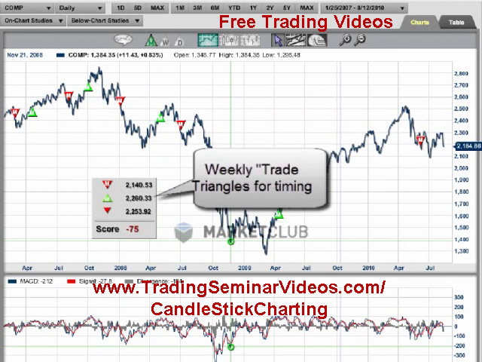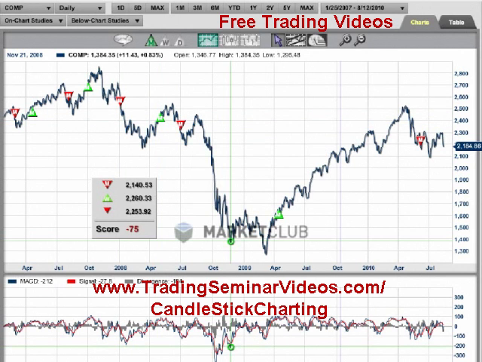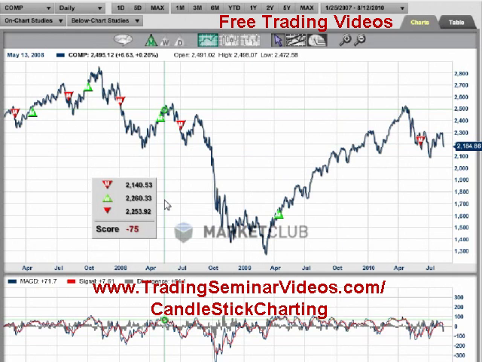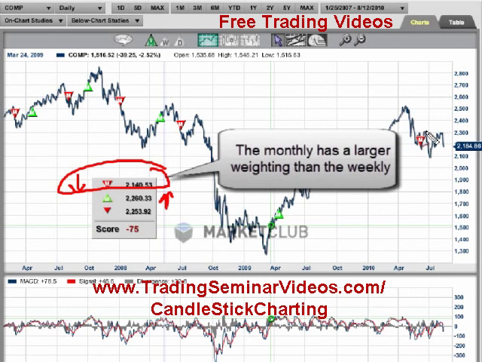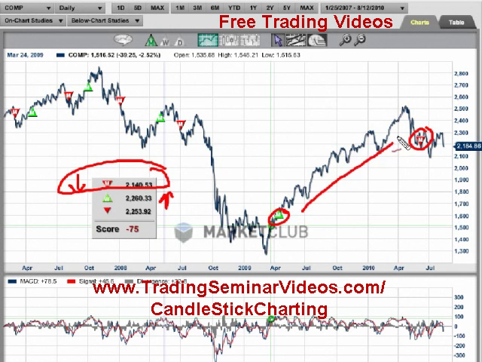And as you can see right here, the weekly is still green, meaning it's in conflict. The weekly is going higher, while the monthly is still pointing down. Now we put a larger weighting on the monthly than we do on the weekly. So we've got the monthly right here, and we had the monthly right here. We had the move up, which it caught very nicely, and we had the move down, which it also caught very nicely. The thing is, what's going to happen now?